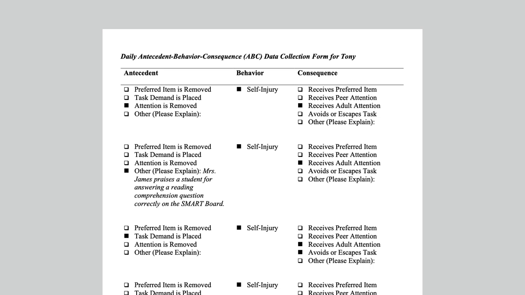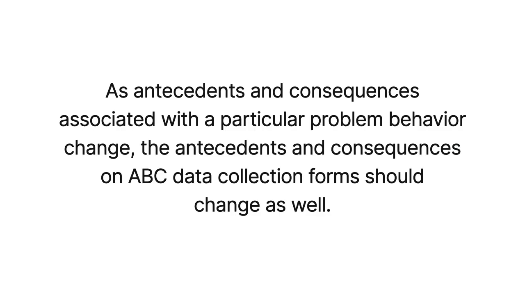Antecedents and consequences included on this form were gathered through an array of data collection measurement tools, including questionnaires and interviews, and completed with a variety of stakeholders, including family members, classroom teachers, and school administrators. Educators should gather data through the measurement tools mentioned earlier or similar tools, as well as collaborate with home and school stakeholders, including family members, classroom teachers, and school administrators, to customize ABC data collection forms such as this one prior to collecting data on their students' behaviors. It's important to note that as antecedents and consequences associated with a particular problem behavior change, the antecedents and consequences on ABC data collection forms should change as well.